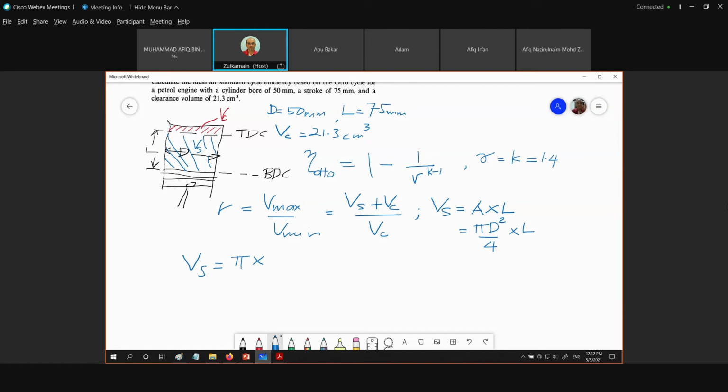So 50 divided by 10, right? Divided by 10, sir. 0.5? Right, 5, sir. 5. Oh yes, 50, sorry. So 5 squared over 4 multiplied by L. L is 75, so this is 7.5.